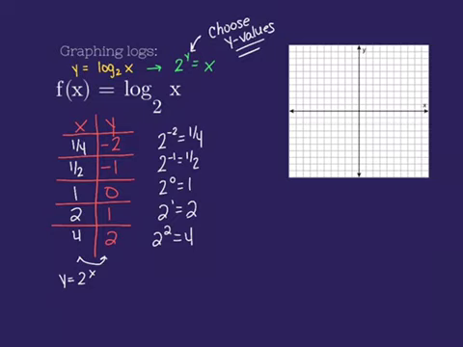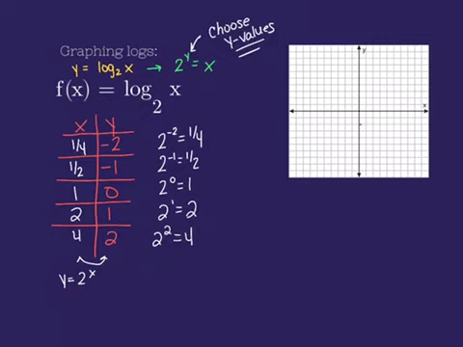So now we can go ahead and we can graph these on our coordinate plane over here. So we're going to start with 1/4, so I'm going to go over just a little bit, 1/4, and then down -2.